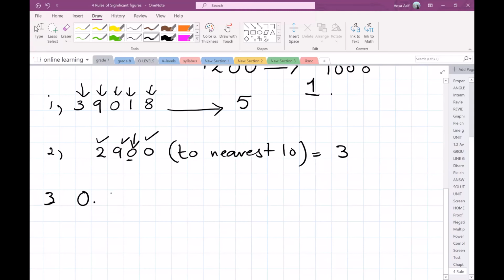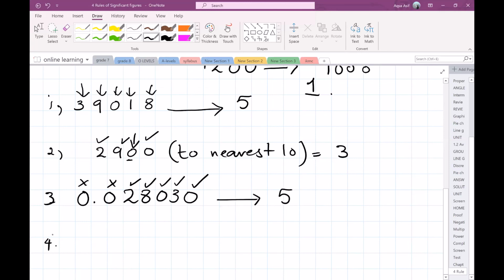If we have a question where there are a few numbers before a non-zero decimal, now let's figure it out. These 2 zeros will not be counted as significant figures. This will be counted as significant figures. Since this is in between the non-zero numbers, this will be considered as a significant figure, and by the rules this will also be considered as a significant figure because it is appearing after a non-zero number. So 1, 2, 3, 4, 5. We have 5 significant figures in this particular question.